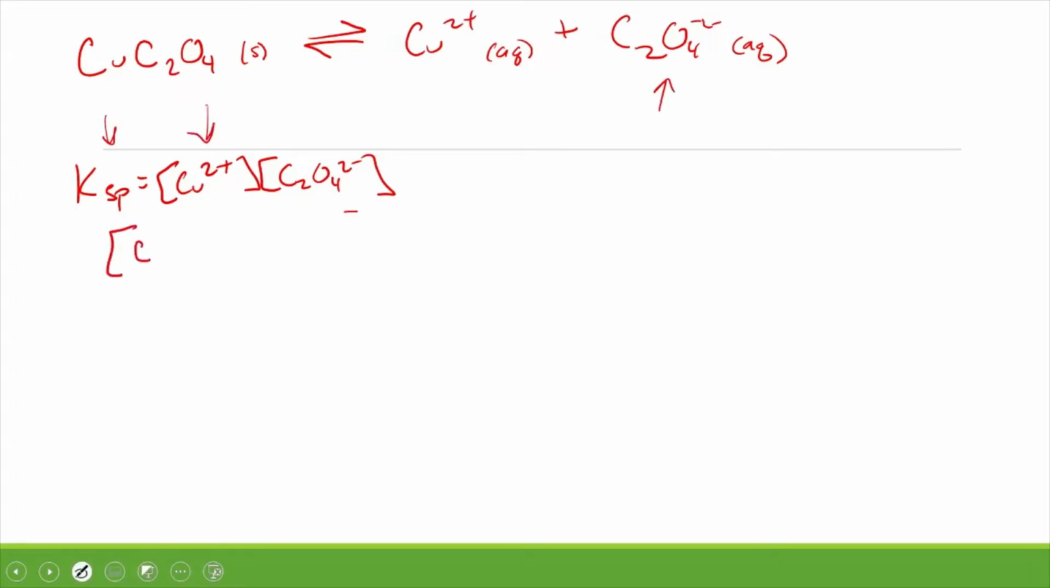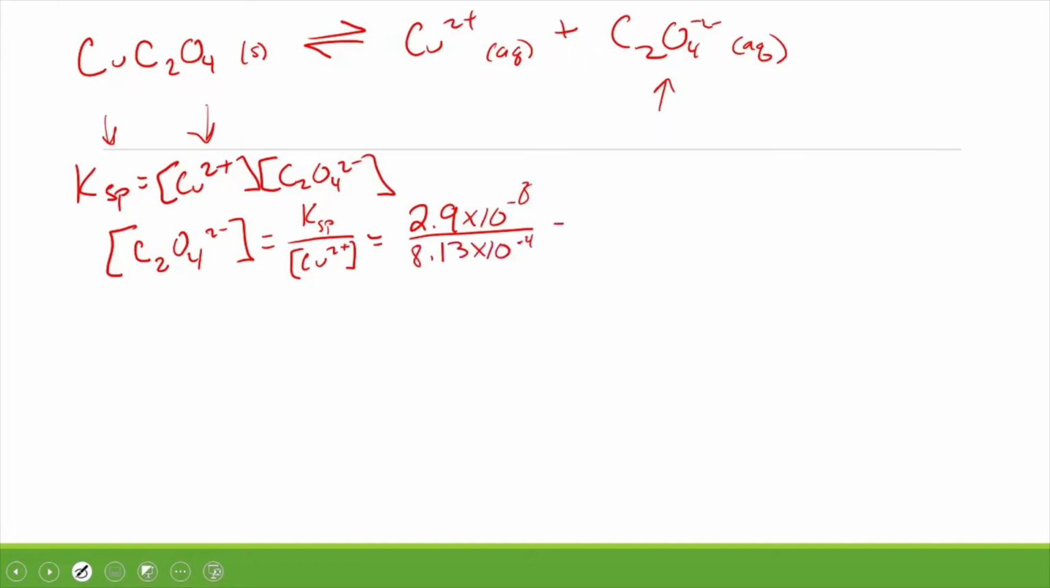So our concentration of oxalate, C2O4 2-, is equal to KSP divided by our concentration of Cu2+. And we're told at the beginning that KSP is 2.9 times 10 to the negative 8th, divided by what we just solved for, 8.13 times 10 to the negative 4th. So our concentration of oxalate is 3.57 times 10 to the negative 5th molar. But we're not done yet. This is not what we're asked for.